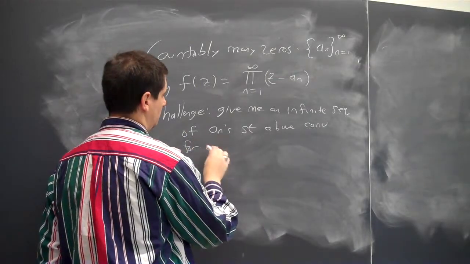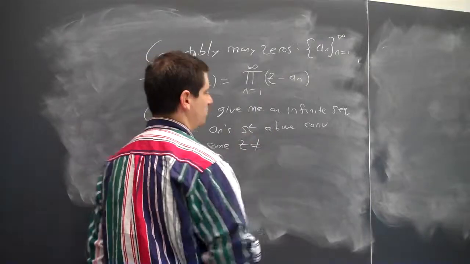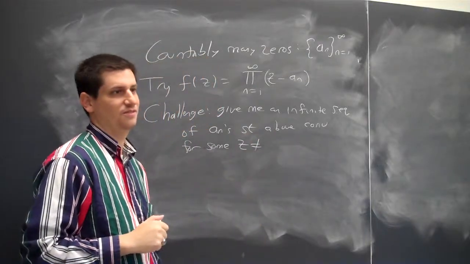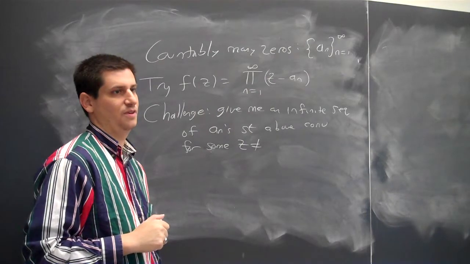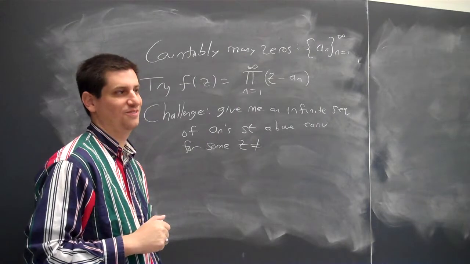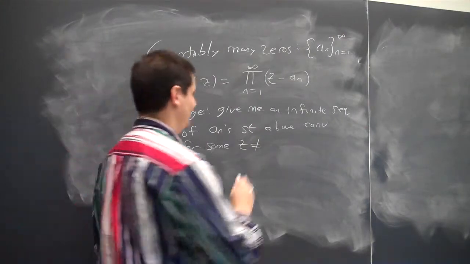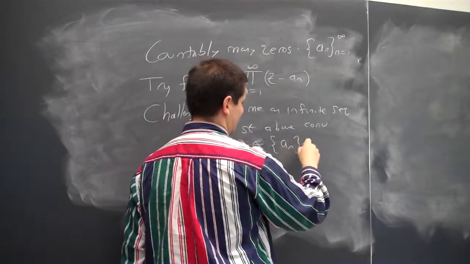For some z not equal to what? Can you give me a value of z where this product converges? A1. A1, another value. A2. Right. So I want z to be outside this set.